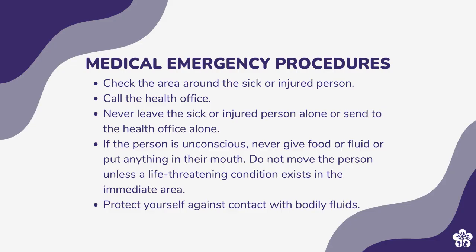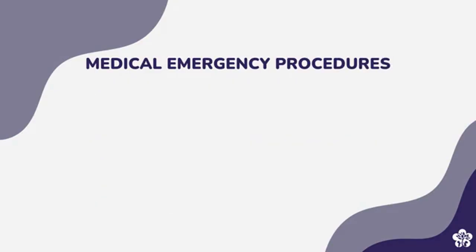The next thing you should do is call or notify the health office and provide information on the nature of the injury or illness, the exact location of the sick or injured person, and the physical description and condition of the sick or injured person. After that, do not move an injured person unless a life threatening condition exists in the immediate area. You'll want to protect yourself against contact with bodily fluids to minimize or eliminate exposure to bloodborne pathogens. Upon arrival, health office staff or local emergency responders will take over assisting the individual at the scene.